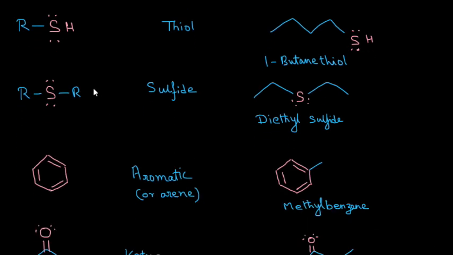SH group is thiol. Our example is butane thiol. SR is sulfide. Our example is diethyl sulfide. Aromatic or arene. Our example is methyl benzene.